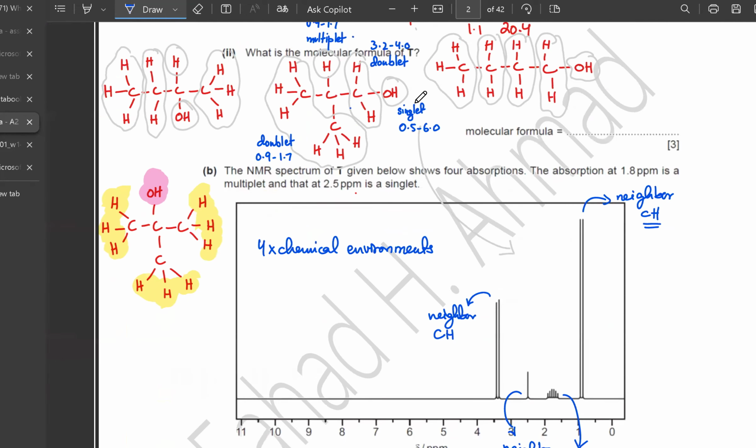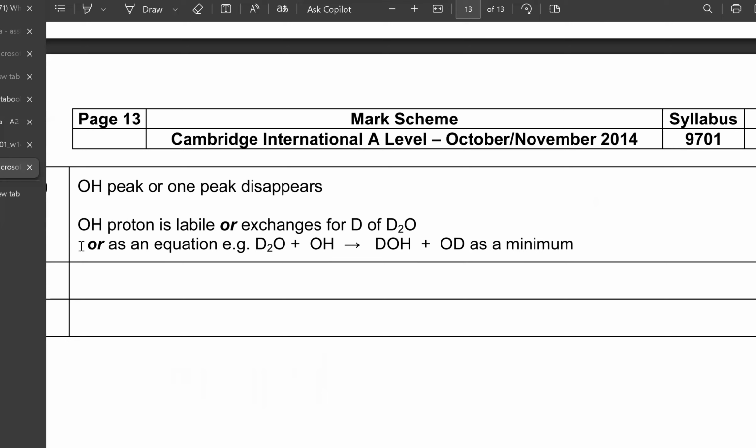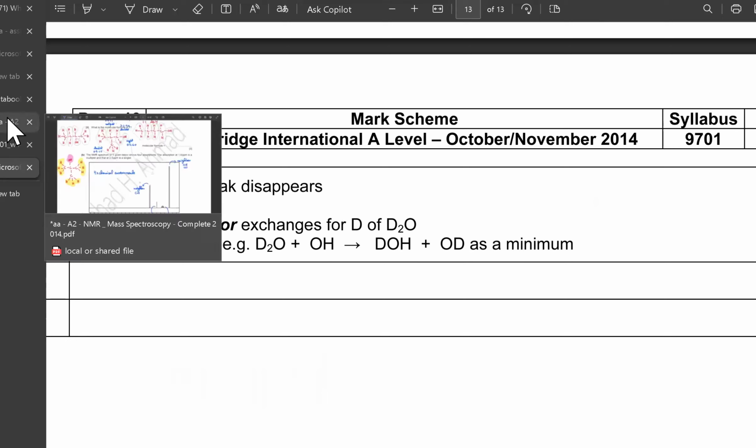Explanation भी पूछी थी उसने? Yeah, he's asking for the explanation as well. So you're going to tell them about this, that the OH gets displaced and it becomes OD instead. मतलब OH की जगह it's now OD, right? So the D exchanges the H. So there's no longer any H over there. ठीक है, clear है?